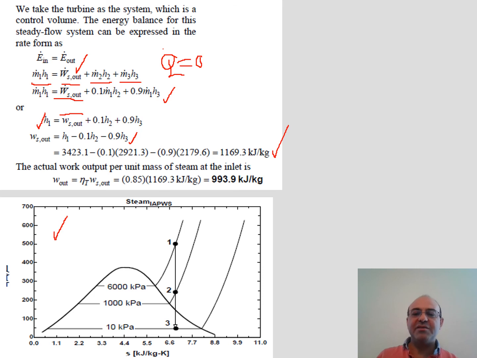The second part of the problem is that now, if we consider the fact that the turbine is actually not ideal, not isentropic, with an isentropic efficiency of 85%, what would be the actual work out? So we would need to multiply the isentropic work by the isentropic efficiency in order to get the actual work out from this turbine.